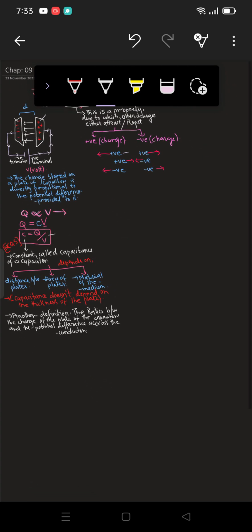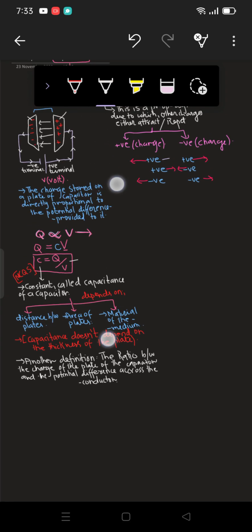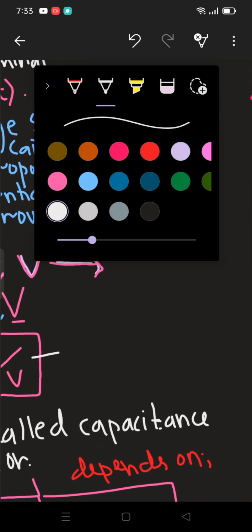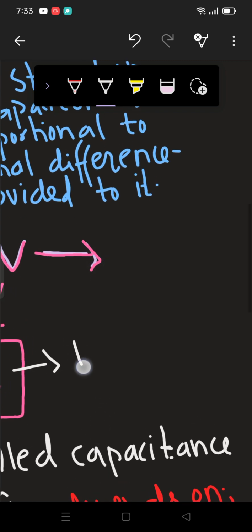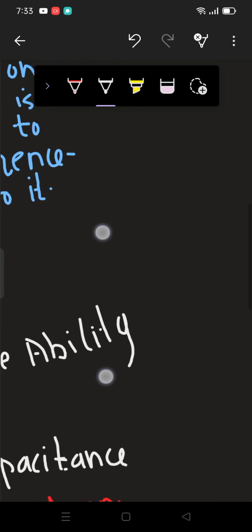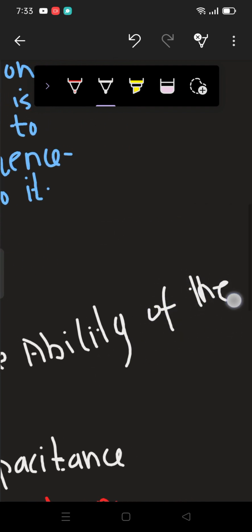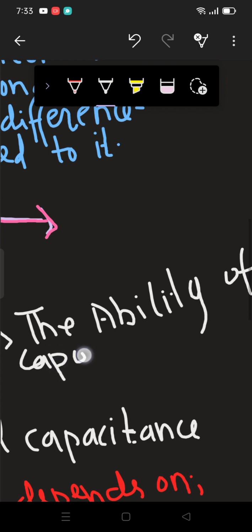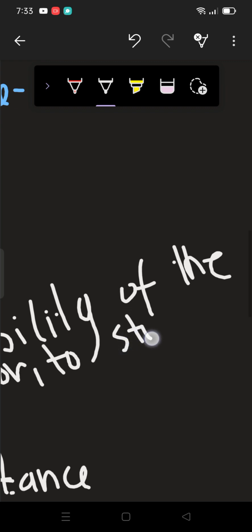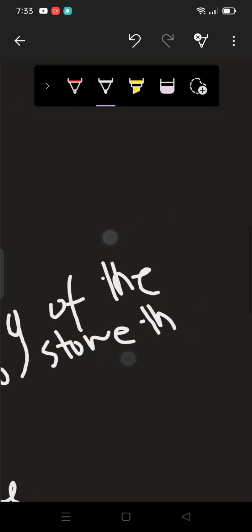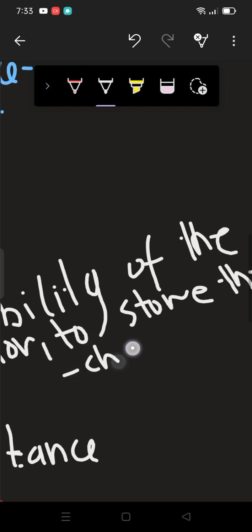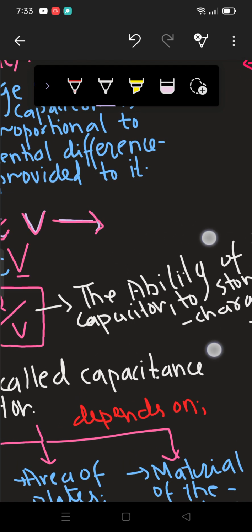We have basically discussed the capacitance. In actual, you can say capacitance is nothing but the ability of a capacitor to store the charges, right? So the actual definition of this C is the ability of the capacitor to store the charges, right? This was the first definition.